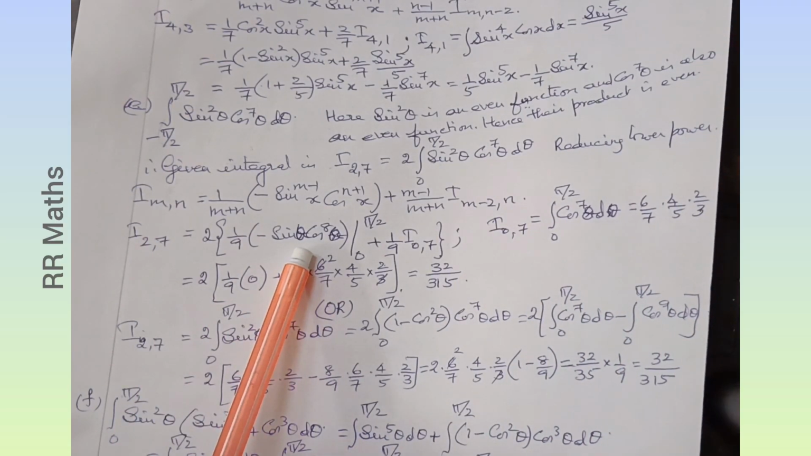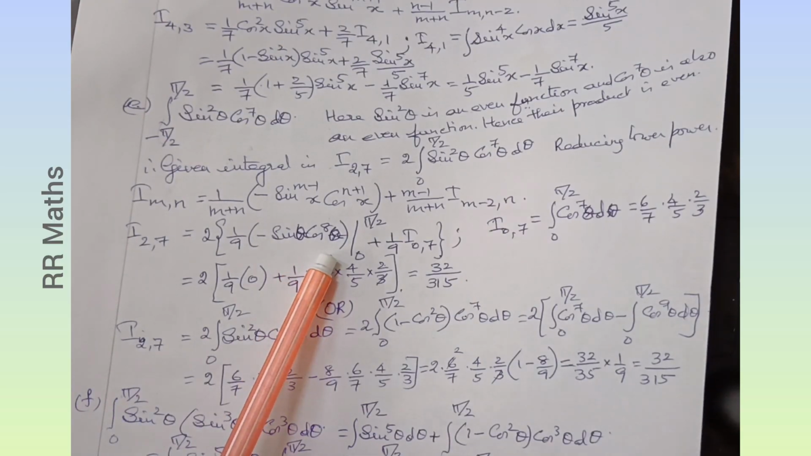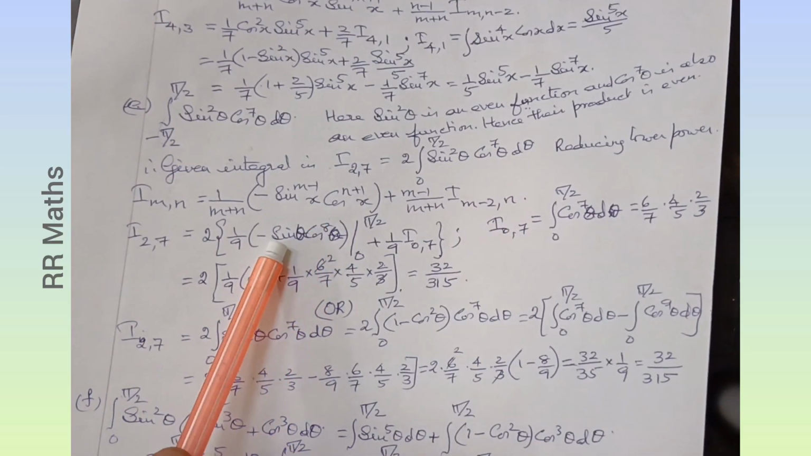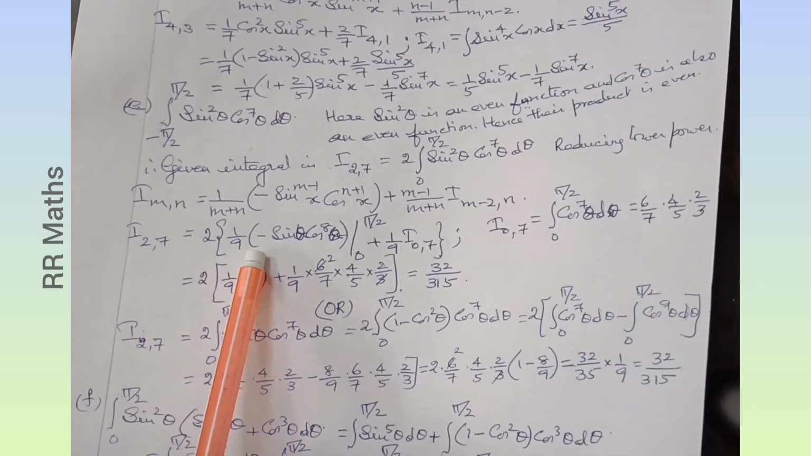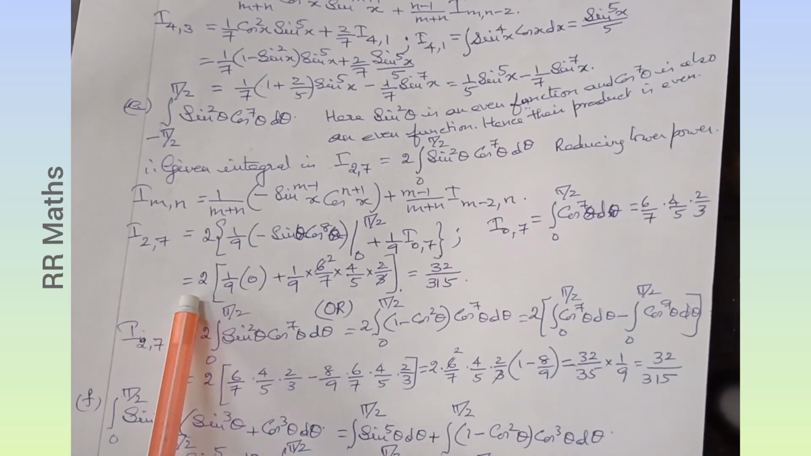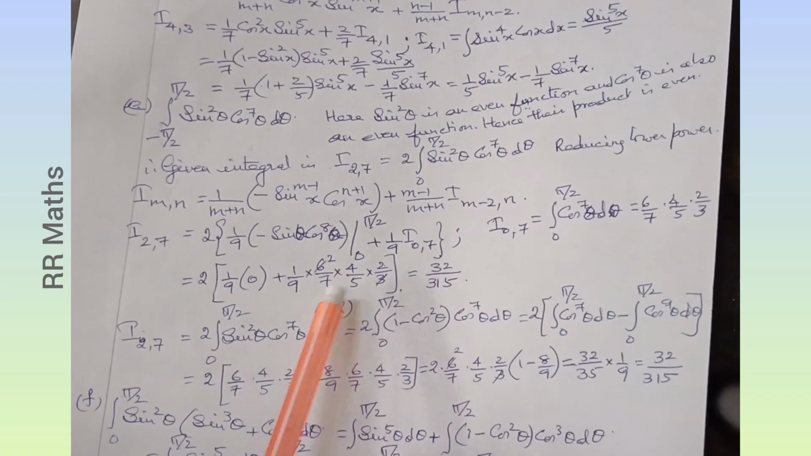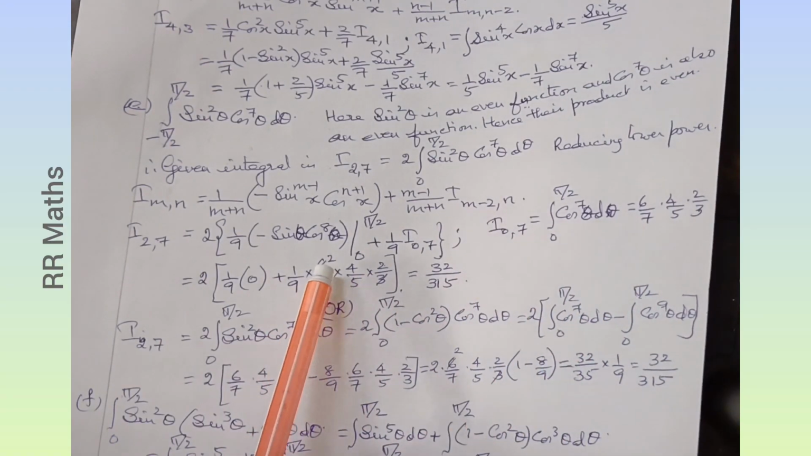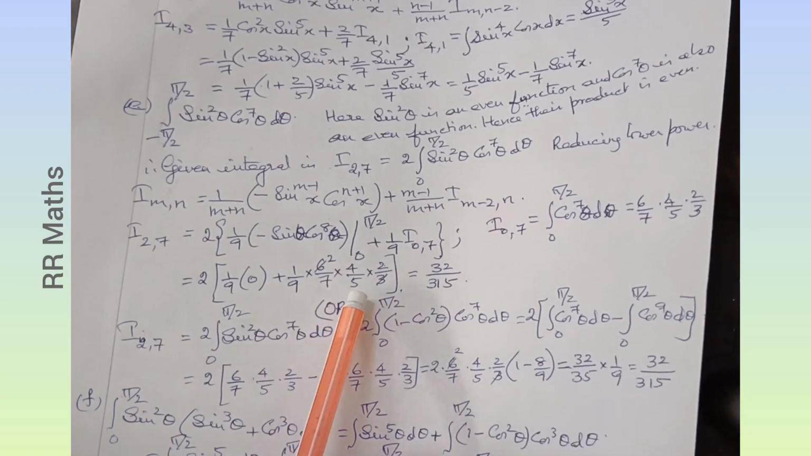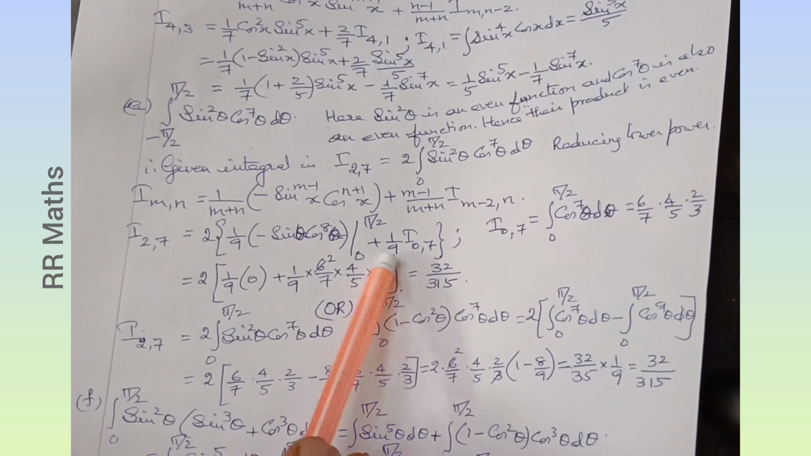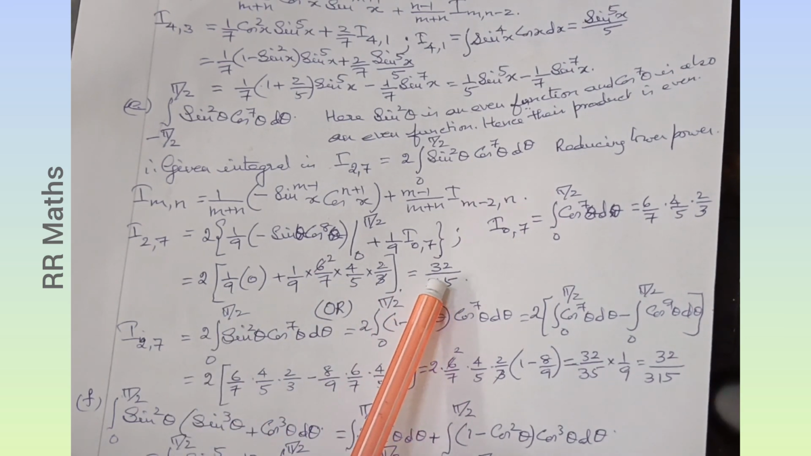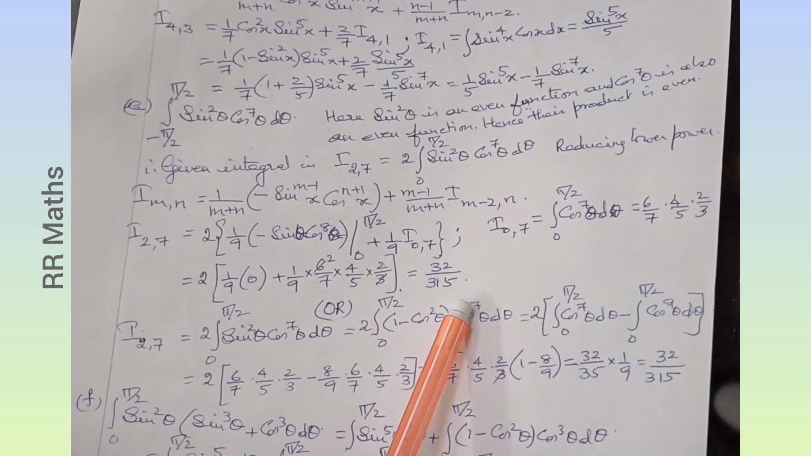Now here when you substitute the upper limit, cos 90 is 0, so it becomes 0. Lower limit sin 0 is 0, so that is 0. So the contribution of that term is 0. So you have 2 times 1/9 into, the answer here is 6/7 into 4/5 into 2/3. Simplify this to give you an answer as 32/315.